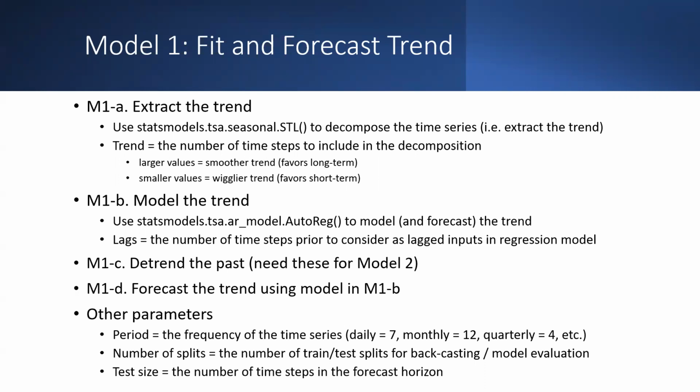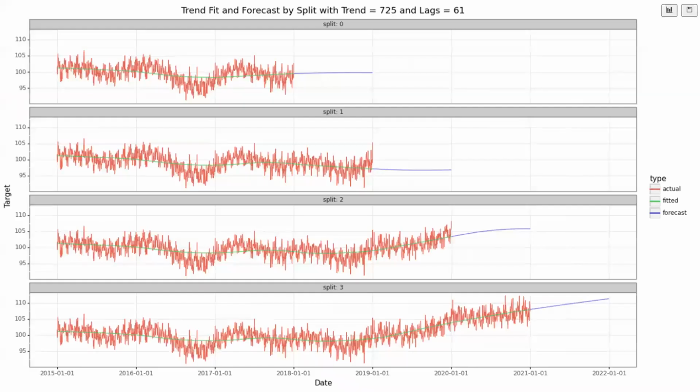Just some other parameters to keep track of. We're using daily data, so the frequency is 7 for all of our Stats Models modules. And then for the evaluation of the models, I'm using 4 splits of train test for historical data with a test size of 365. So I'm making fairly long forecast horizon forecasts. And so here's a graph of the 4 splits. Those are the 4 rows that you see.